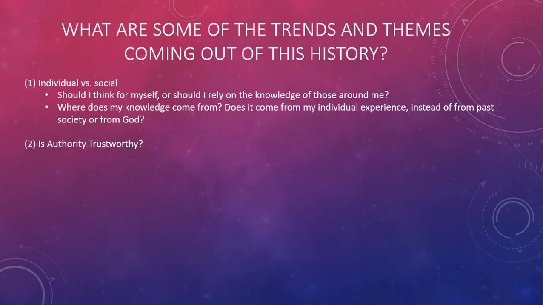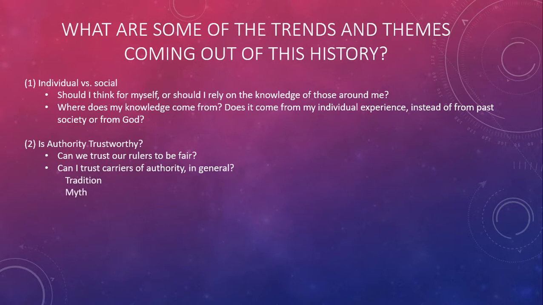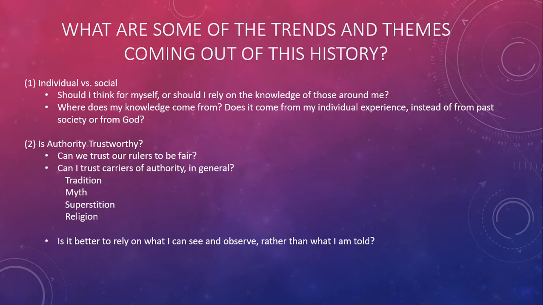This time period was also filled with questions about authority and whether it was trustworthy. And specifically, the period was interested in the importance of monarchies. Both the American colonists and the French people were wondering if they could trust their rulers to be fair. But more broadly, people were thinking about how much they should really trust any carriers of authority. These included tradition, myths, superstition, and even religion. People were really starting to question whether it was better to rely more on what they could see and observe and feel than on what they had been told.